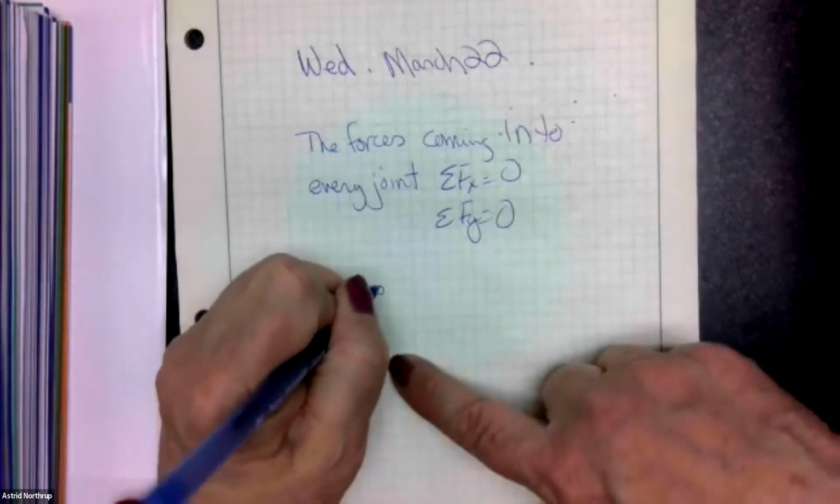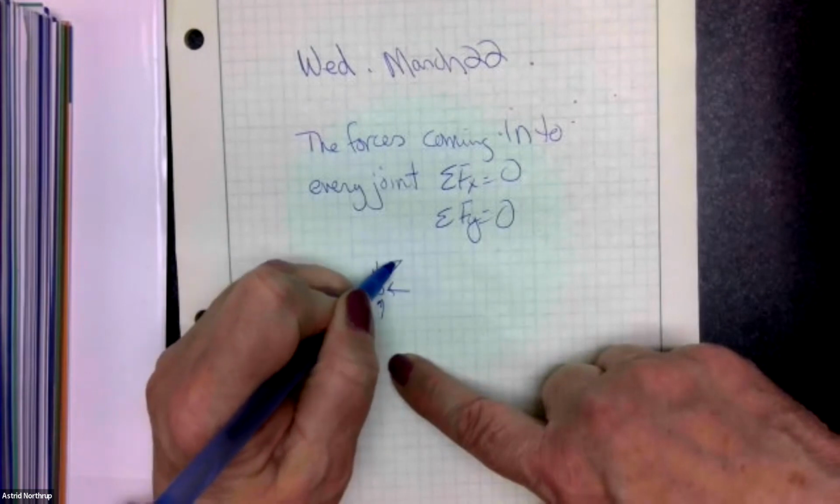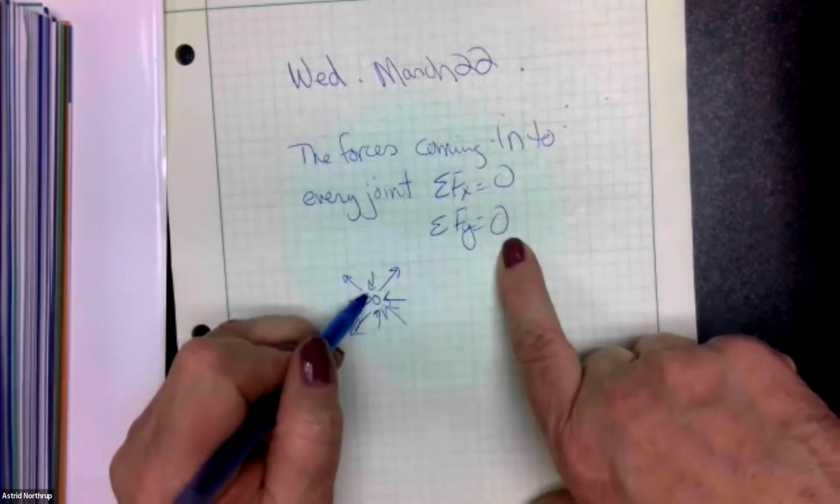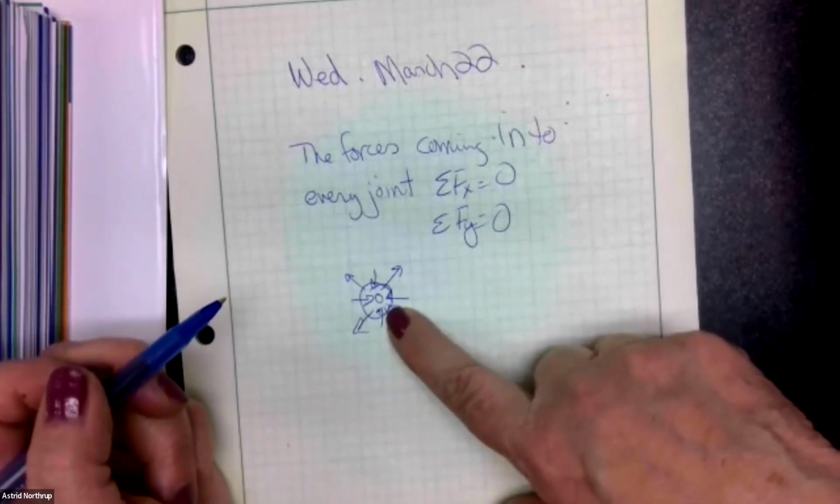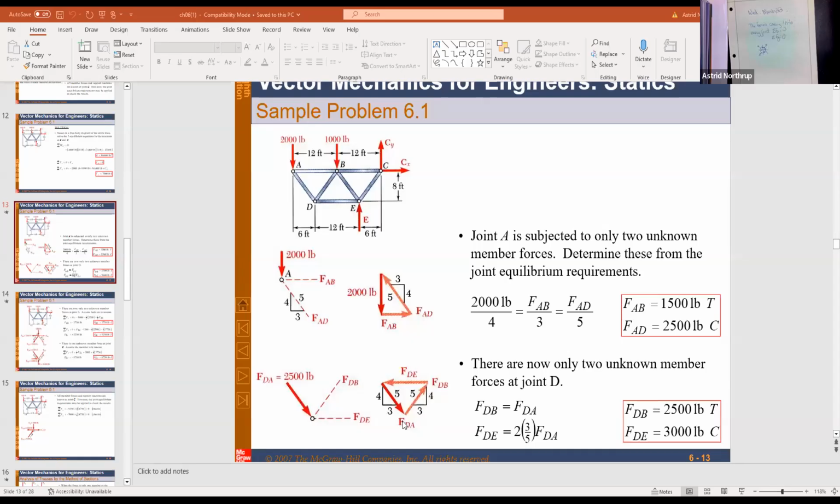So anytime that you have a joint and you look at the forces coming into it, whatever their directions are, when you break them down into X and Y components, everything coming into this joint has to sum to 0 in the X direction and the Y direction, or any other two perpendicular vector directions. But that is key to how we use the method of joints.